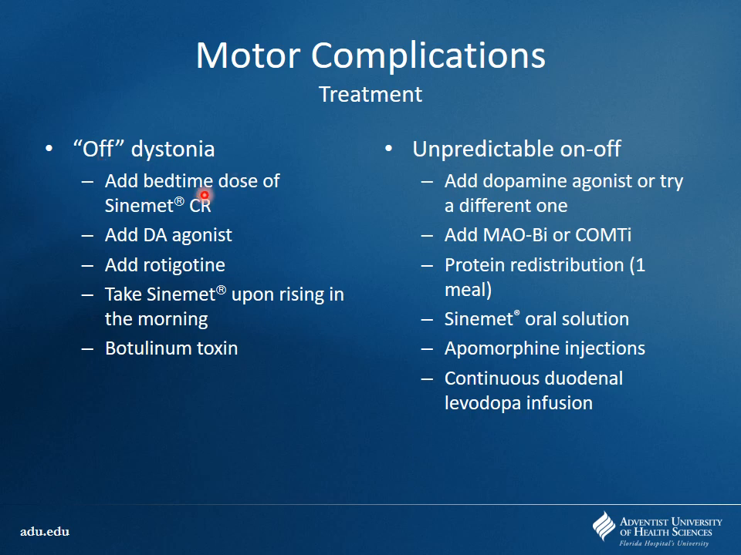So if they're having off dystonia, so again, when they're waking up and they're having significant symptoms, you can do things like adding a bedtime dose of Sinemet. You can add on, again, a dopamine agonist, something like ropinirole. Sometimes just taking their Sinemet right when they wake up can help to prevent some of these symptoms. And then even, we call it botulinum toxin. We talked about that briefly.